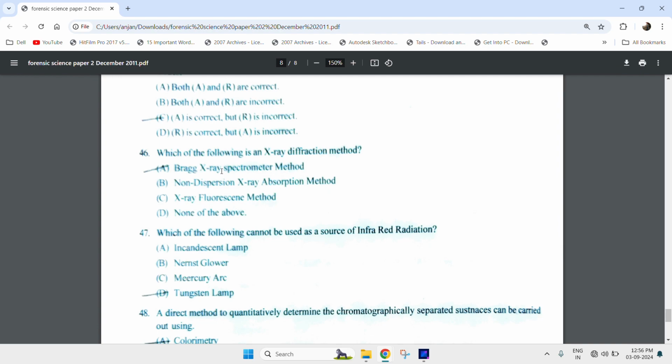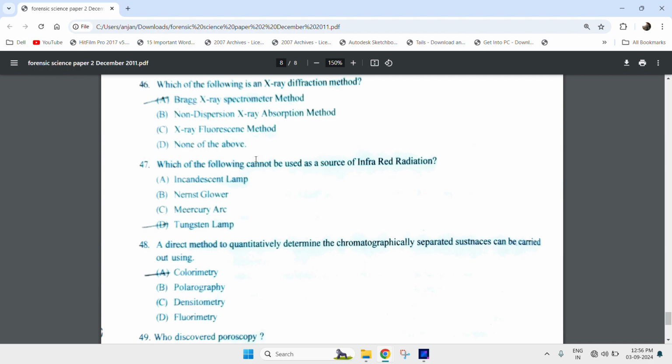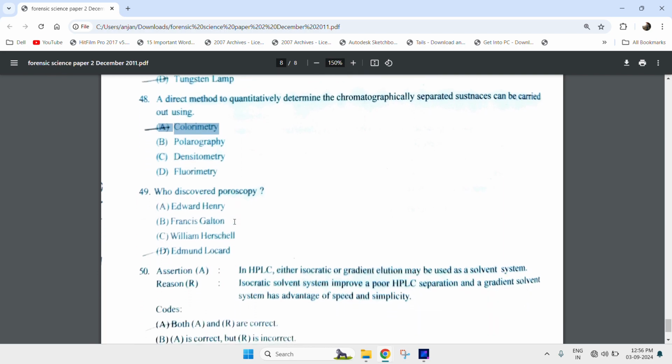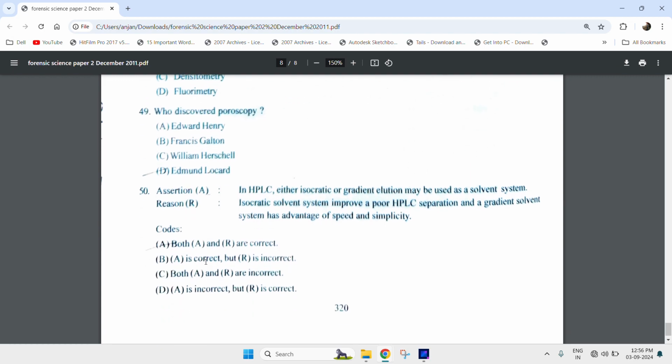Which of the following is an X-ray diffraction method? Bragg X-ray spectrometer method. Which of the following cannot be used as a source of infrared radiation? Tungsten lamp. A direct method to quantitatively determine the chromatography separated substance can be carried out using colorimetry. Who discovered poroscopy? Edmond Locard.